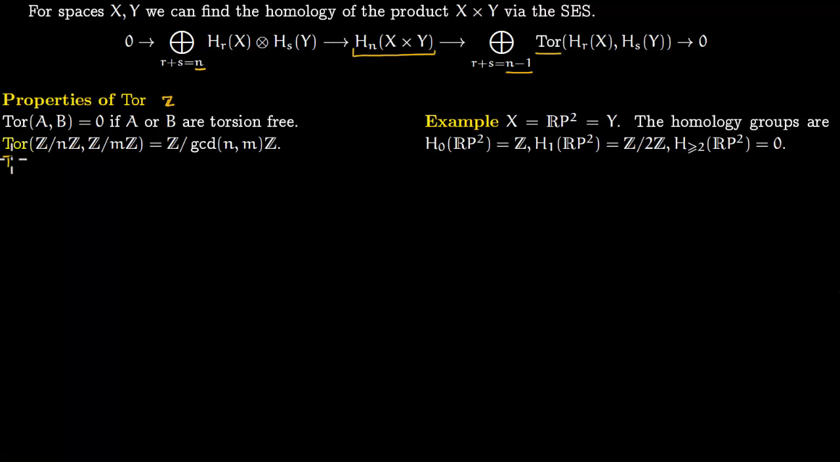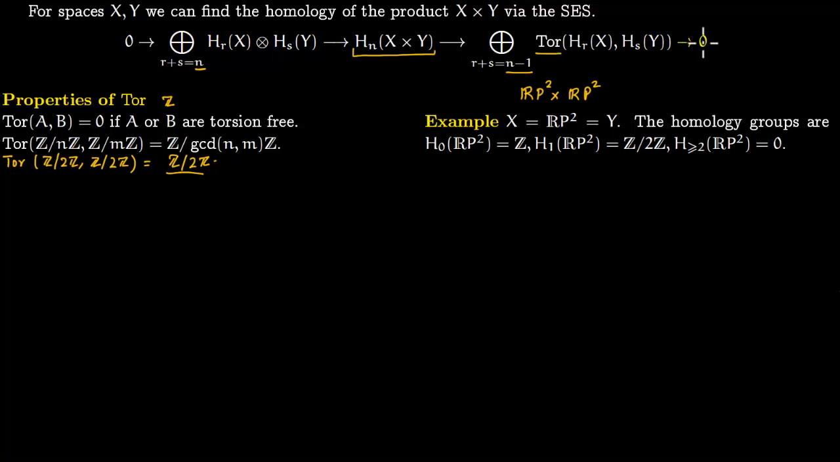So for example, say we have Tor of Z modulo 2Z, Z modulo 2Z. This will just be Z modulo 2Z again, because the greatest common divisor of 2 and 2 is again 2, and this is what we are going to use in our example. So the example which we are going to do is we are going to take space X as RP2 and Y as RP2, and we are going to compute X times Y, so RP2 times RP2.